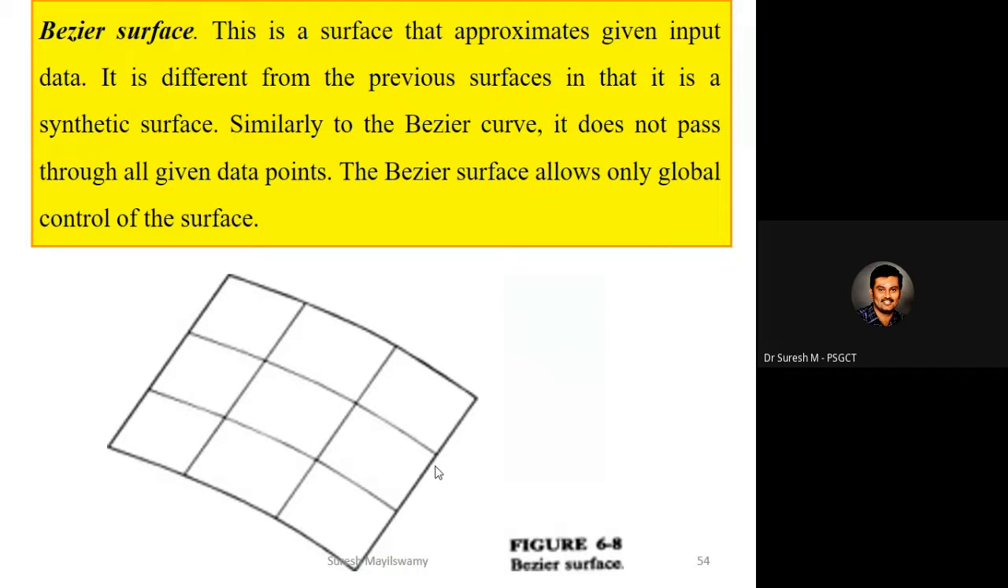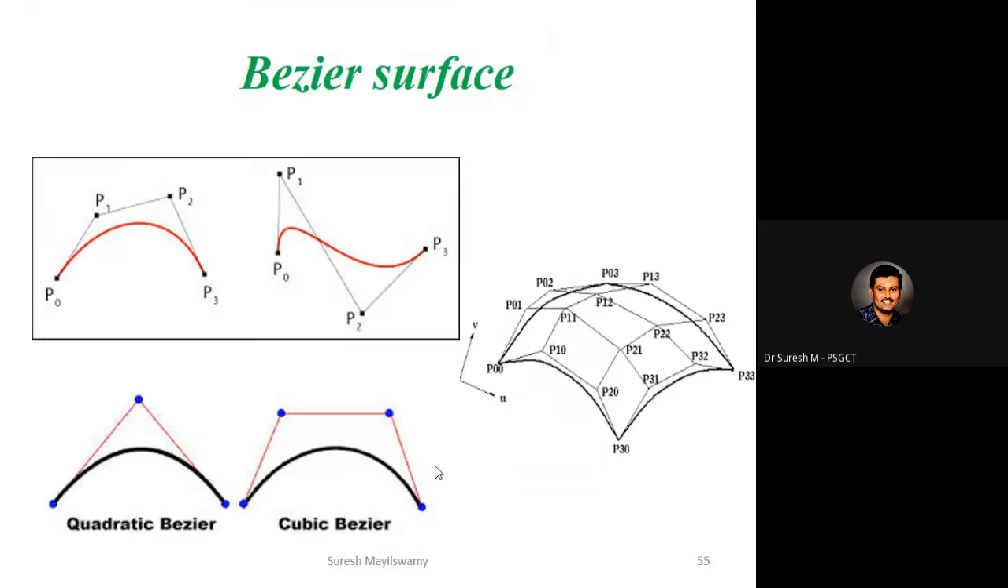So Bezier curves only focus on global points, which means the starting and ending points. It is not focusing on the local points. So please understand that the Bezier curve only focuses on global control points. In this example, you can understand that. P0 and P3 are the global points. P1 and P2 are the local points. So the Bezier surface was approximated based on P0 and P3 only, considering this curve.